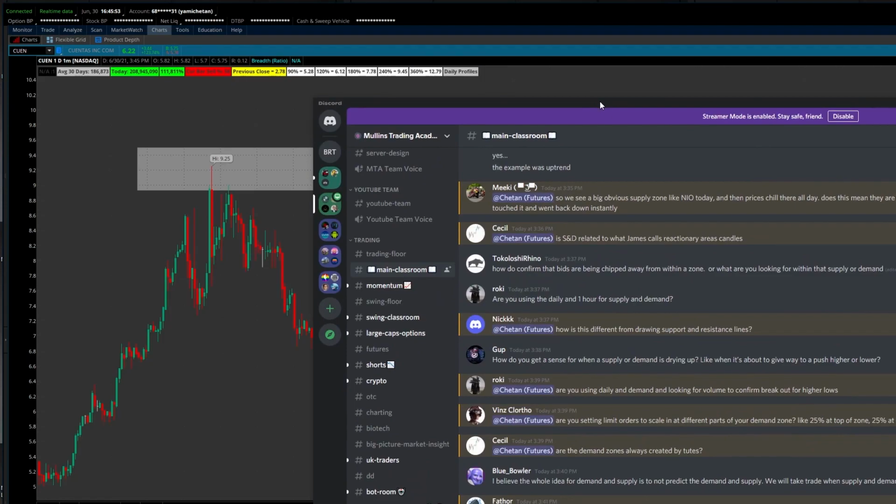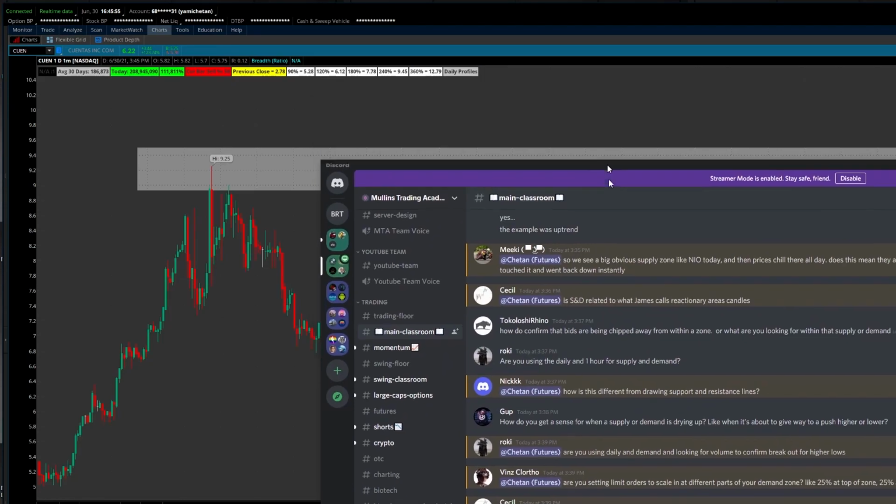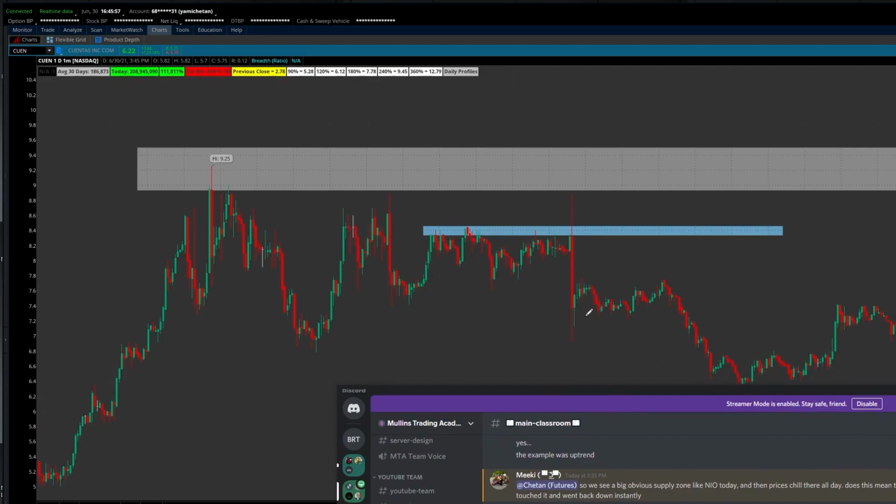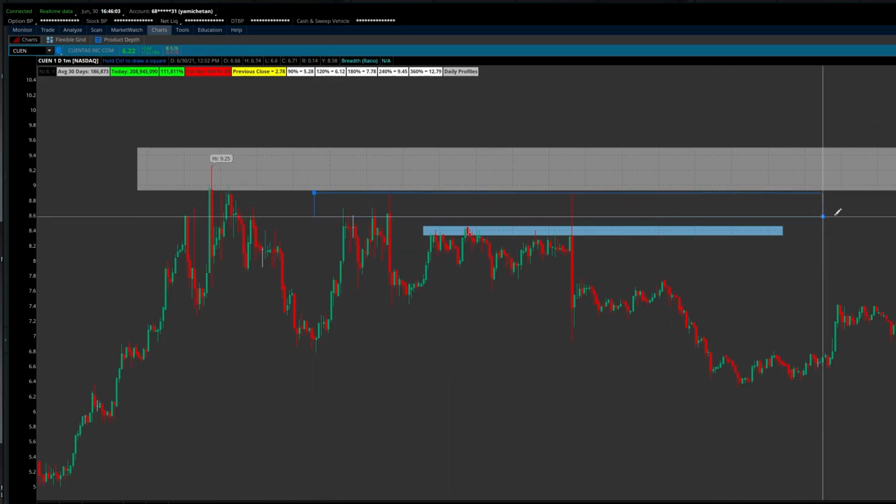Let me make sure I fully answer that. That was CUEN, when it's about to give way. That's just an example of how I just saw, here's the major supply area of the day. This is another big one.